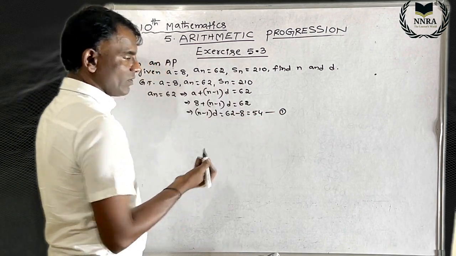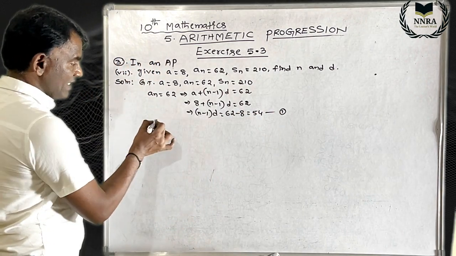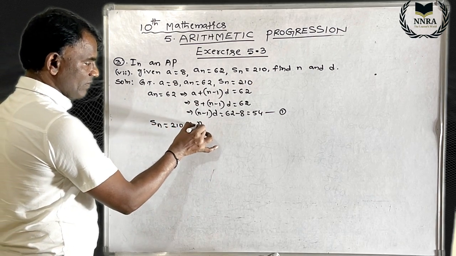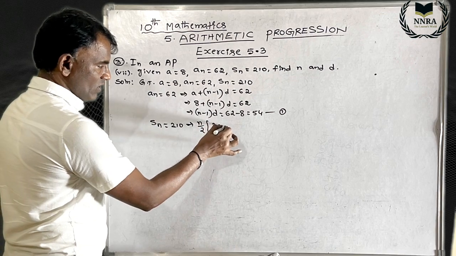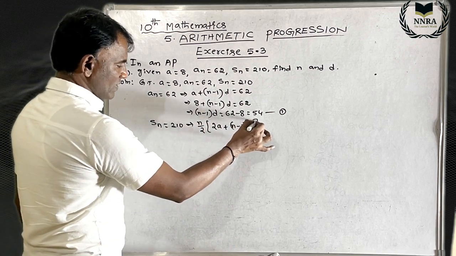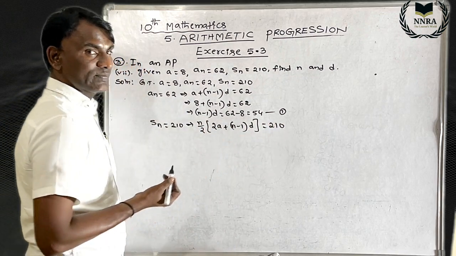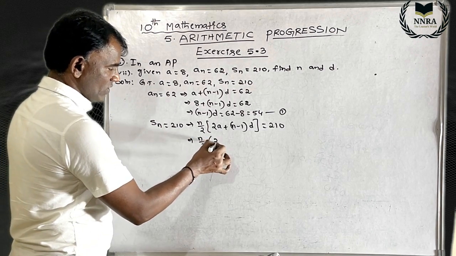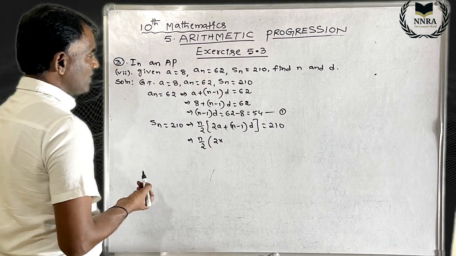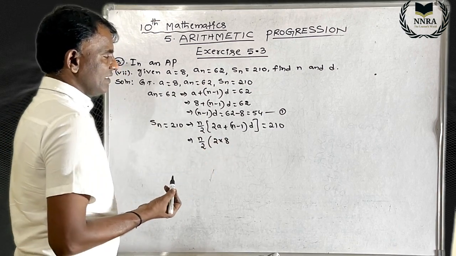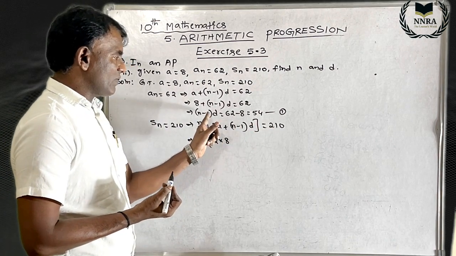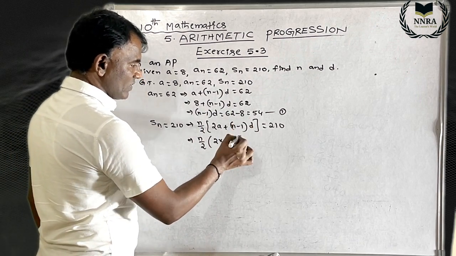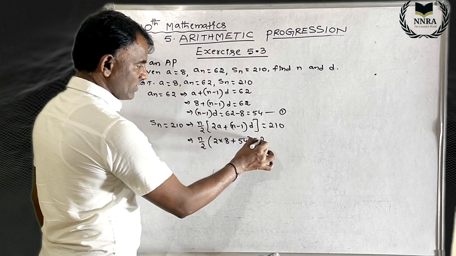This is equation number 1. After that, take Sn value. What is Sn? Sn equal to 210. Now what is the formula? n by 2 into 2a plus n minus 1 into d equal to 210. Right? Now again n by 2 into 2 into a. What is the value of a? That is 8. And from equation number 1, we get n minus 1 into d equal to 54, right? So just write here n minus 1 into d, that is 54, equal to 210.